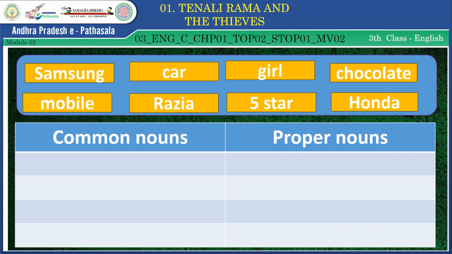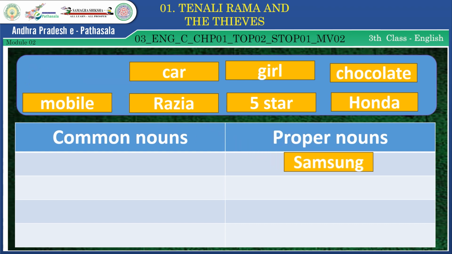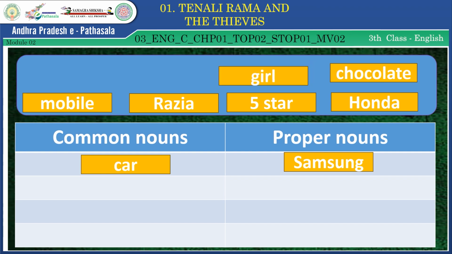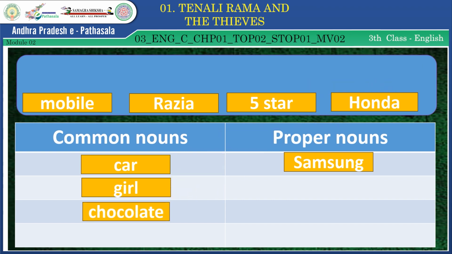Now start the activity of segregating the words into common nouns and proper nouns. Let us begin with the first word, Samsung. Well done, children. Samsung is a proper noun. Car. Well done, children. Car is a common noun. Girl. Well done, children. Girl is a common noun. Chocolate. Well done, children. Chocolate is a common noun.